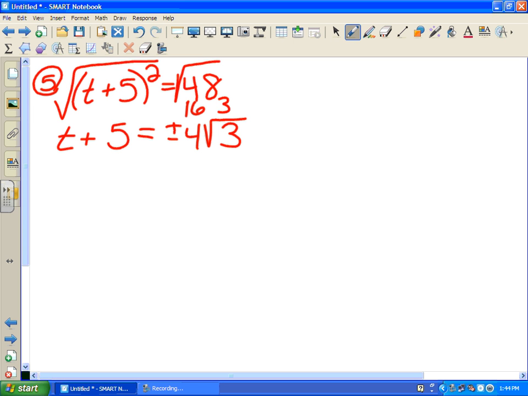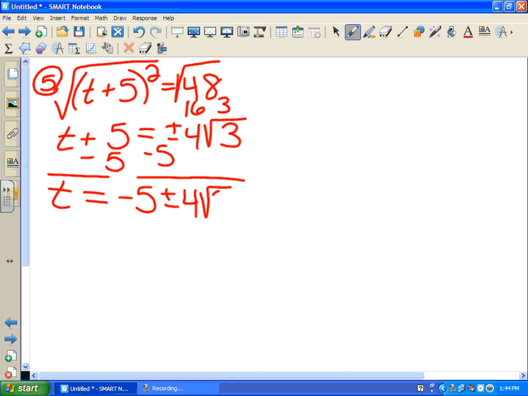Okay, last thing you need to do is subtract 5. It's not as difficult as it looks. Put it in front of the plus or minus. And then you just write down what you have. So it's just negative 5 plus or minus 4 radical 3.